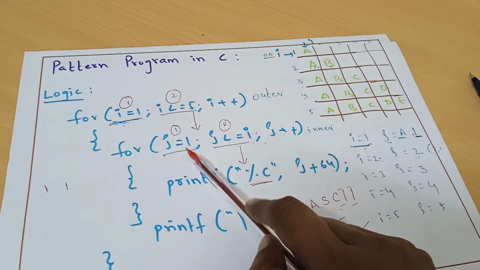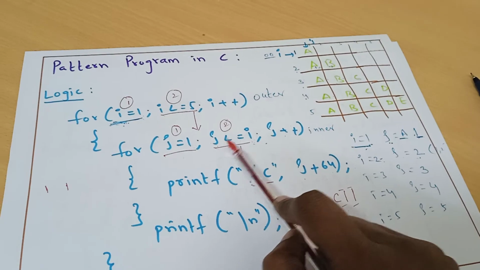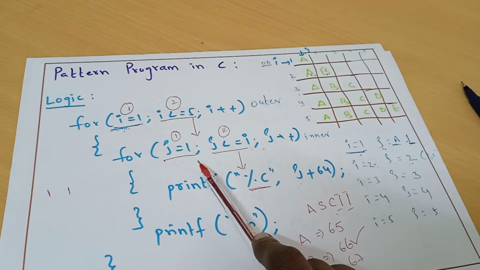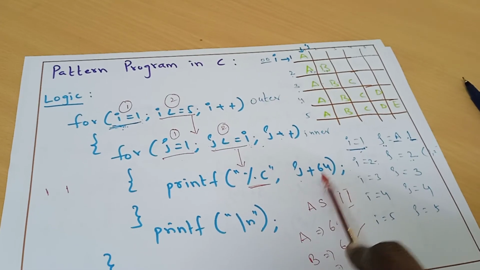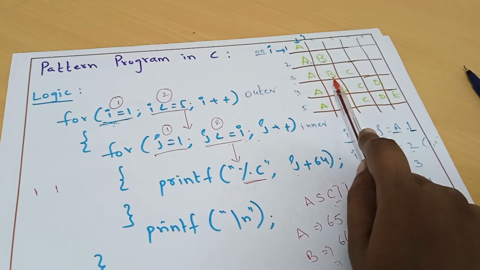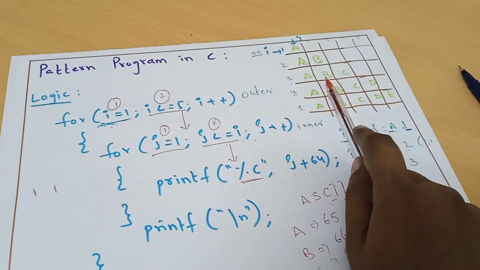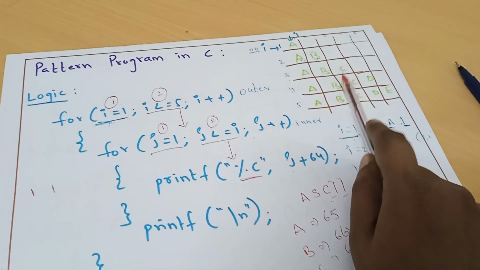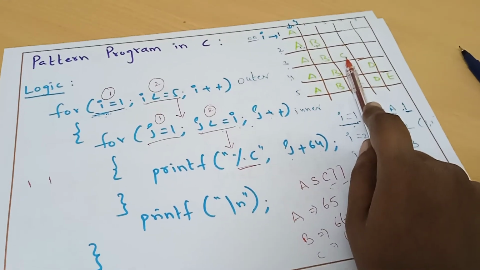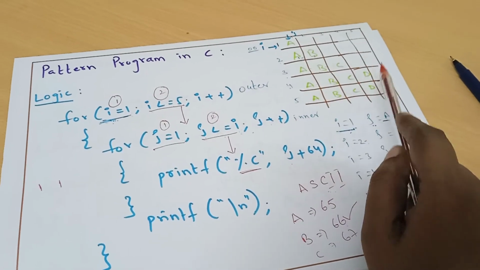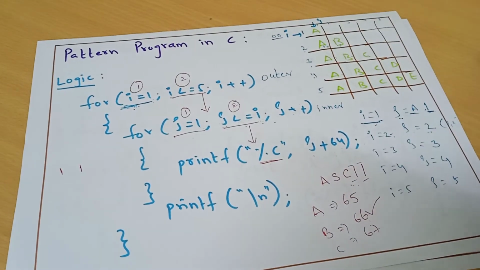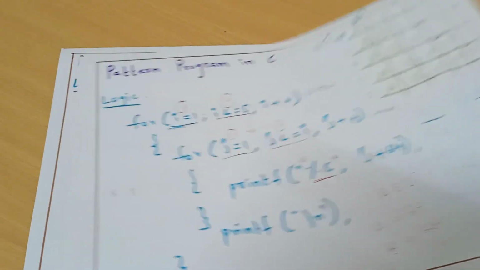Now j value is again 1. Now 1 less than or equal to 3. Condition true. We will come here. Now j is 1. 1 plus 64 is 65. A will come out and the next loop repeats. 2 plus 64 is 66, B will print. 3 plus 64 is 67, C will print. Did you understand? Like this we'll get the entire pattern. So when the condition fails we'll come out of this for loop. Did you understand? Now let's see the complete program.